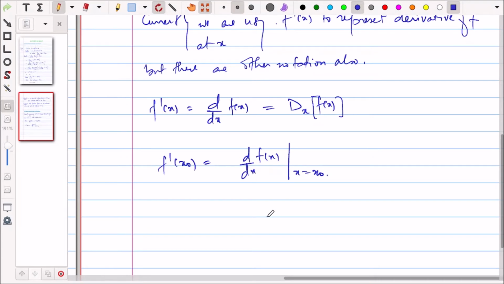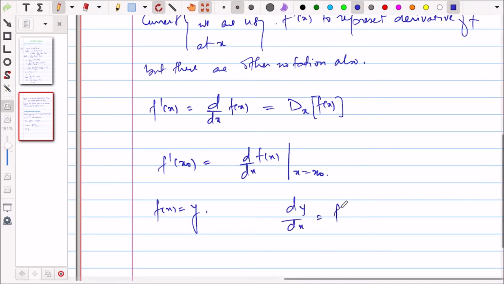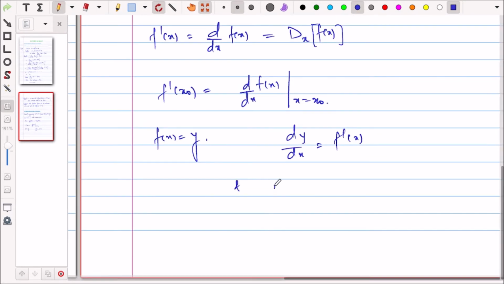ठीक है, इस तरह से भी कई जगह लिखते हैं. And if f x is equal to y, then dy by dx is equal to f dash x, and dy by dx at x equal to x naught is equal to f dash x naught. So these are some notations that we might use at some places. इसके questions की practice करते रहना.